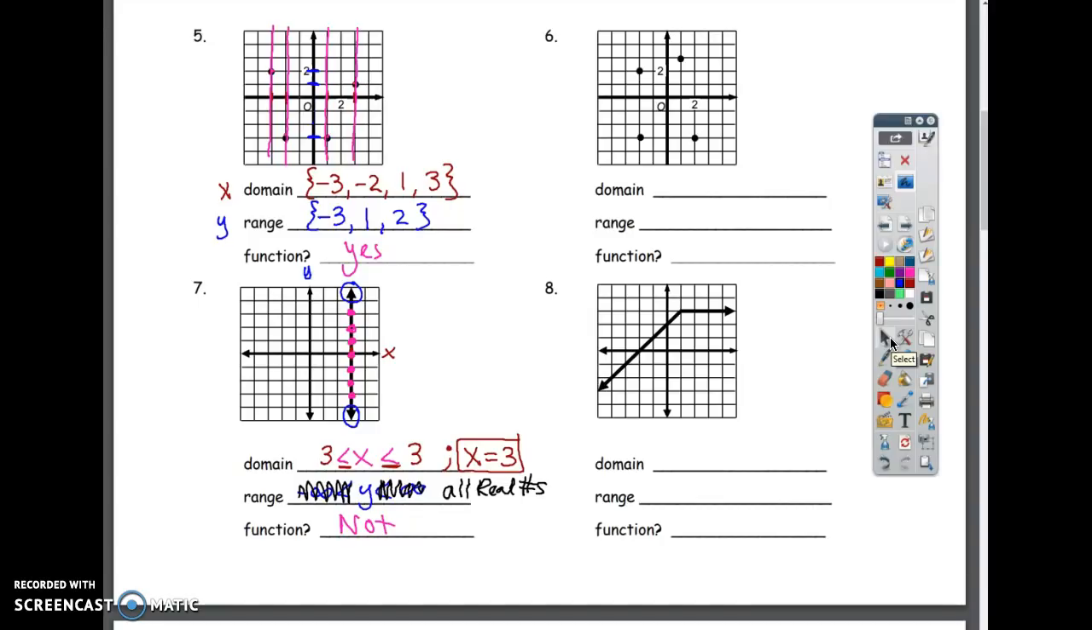Okay, I'm going to let you practice the other ones on your own, and I'll do some examples towards the end just to make sure that you got 8, 9, and 10 correct.